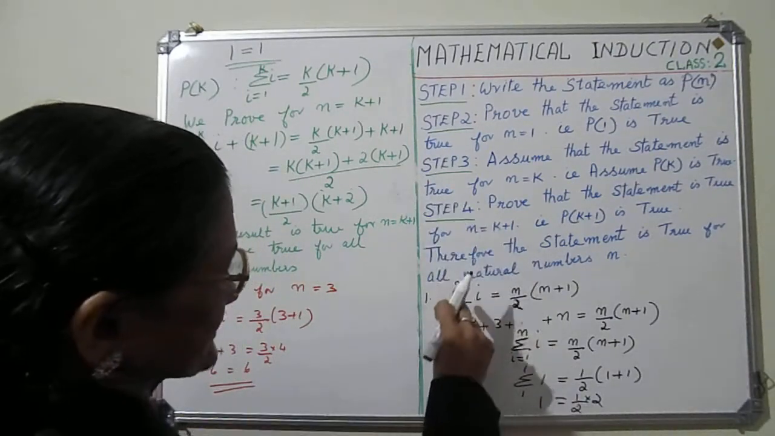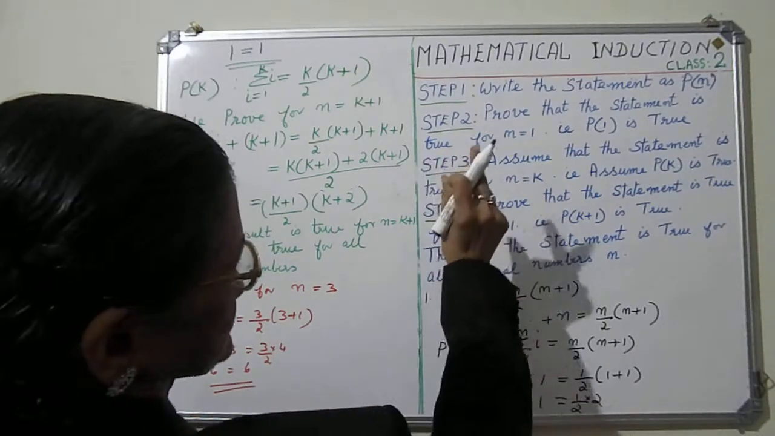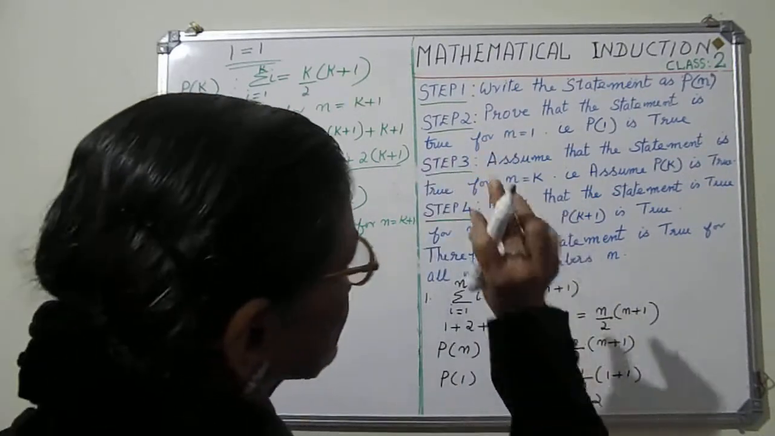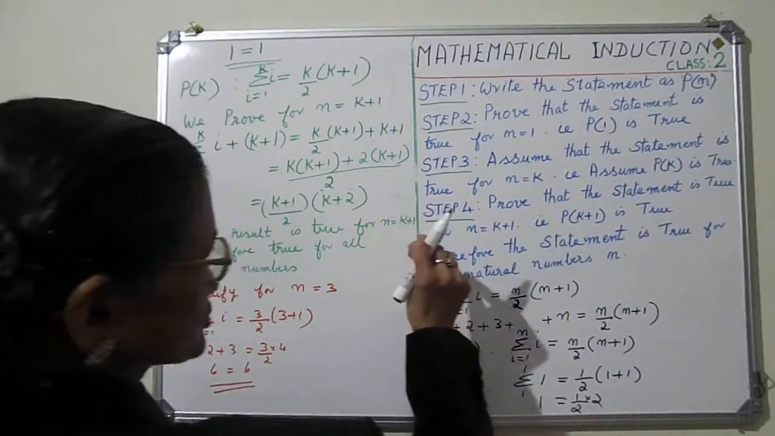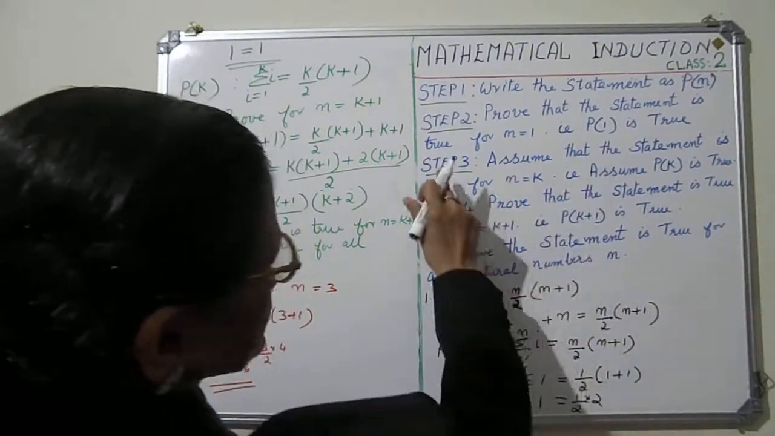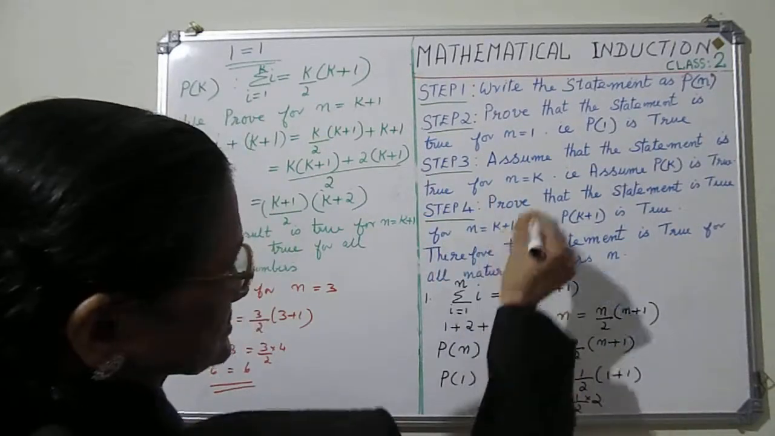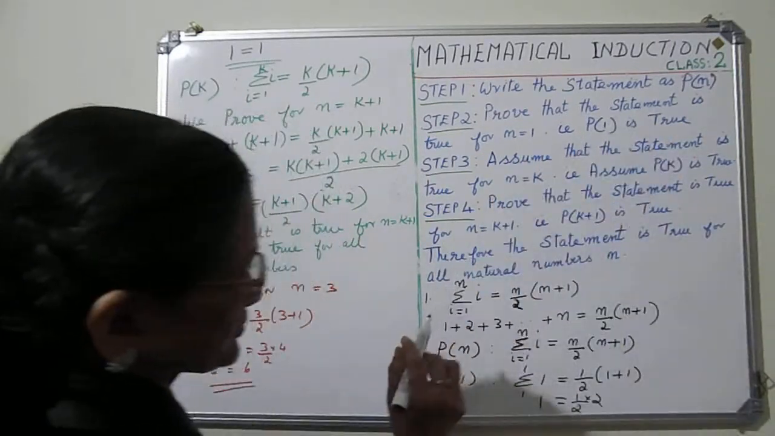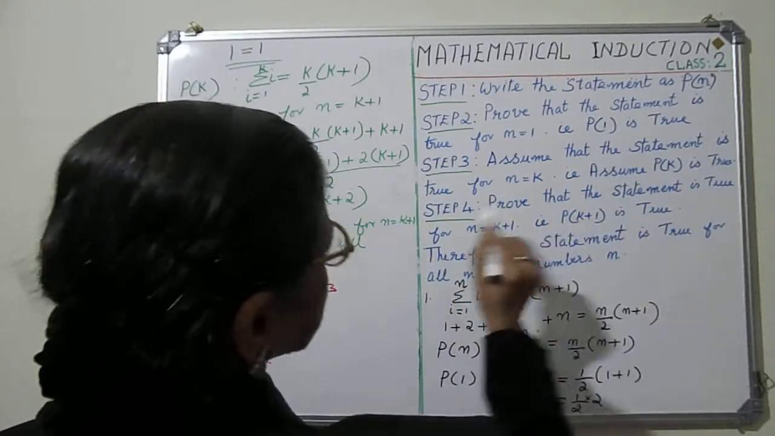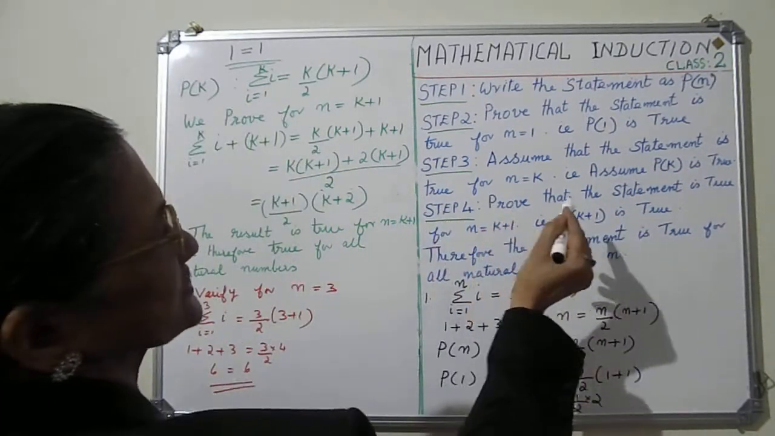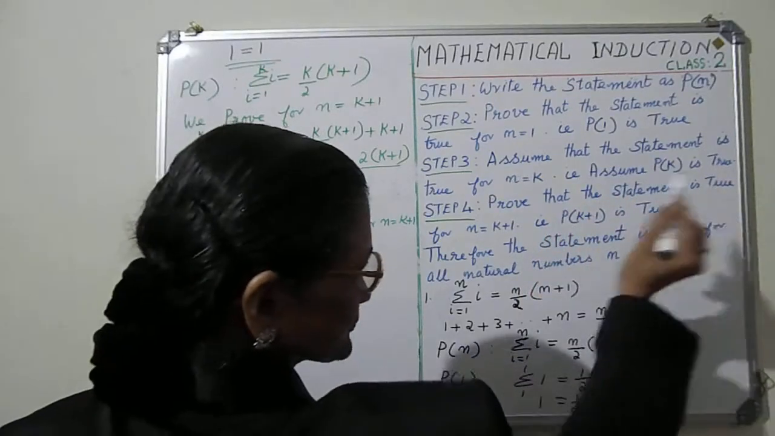This is the step-by-step procedure. I repeat once more. Step number 1 is we write the given statement as P of n. Step number 2, we prove that the statement is true for n equal to 1. That is, we prove P of 1 is true. Step number 3, assume that the statement is true for n equal to k. That is, P of k is true, we assume.